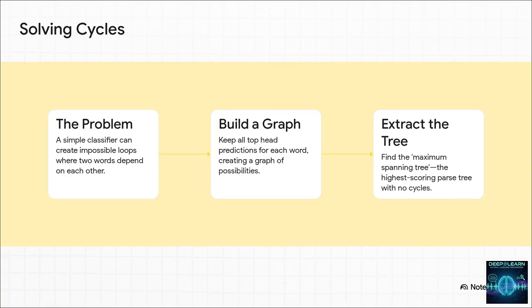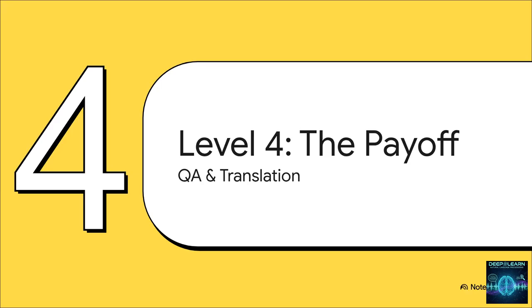But this can get really tricky. A simple model might accidentally create an impossible loop. Like, it might say the word dog modifies the word big, and big modifies dog. It just doesn't make any sense, right? So to solve this, the algorithm first maps out all the possible connections. Then, it uses a really clever method to find the single most likely structure that forms a coherent tree, one with no illogical loops.